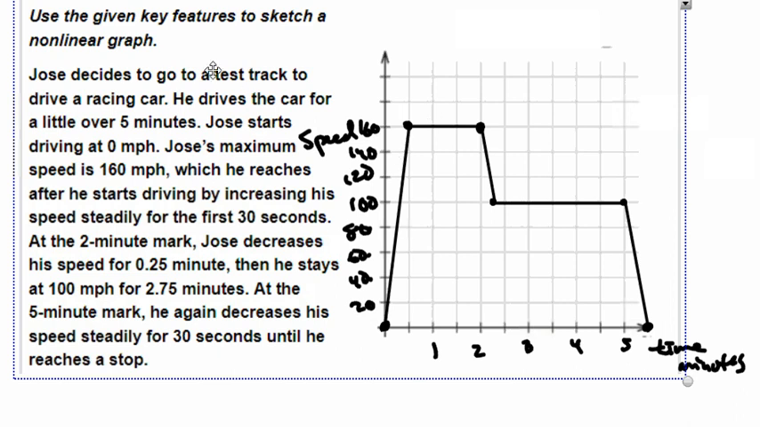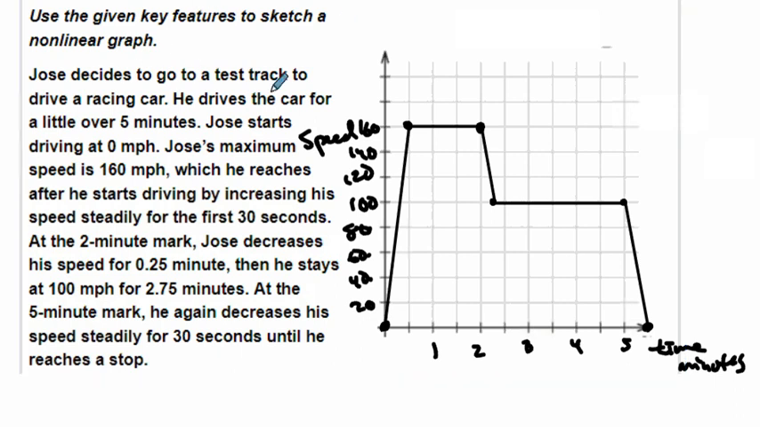They're all straight because of the language they're using. Jose starts driving at 0 miles per hour, increasing his speed steadily for the first 30 seconds. That's how I know this is a straight line. Then he decreases his speed for 0.25 minutes, and it doesn't say how, so here it could be kind of curved. It could be something like that. Who knows? But you get the idea of what we're looking at here.